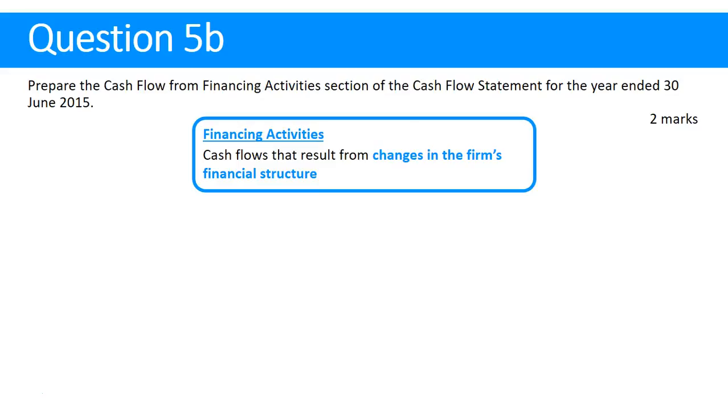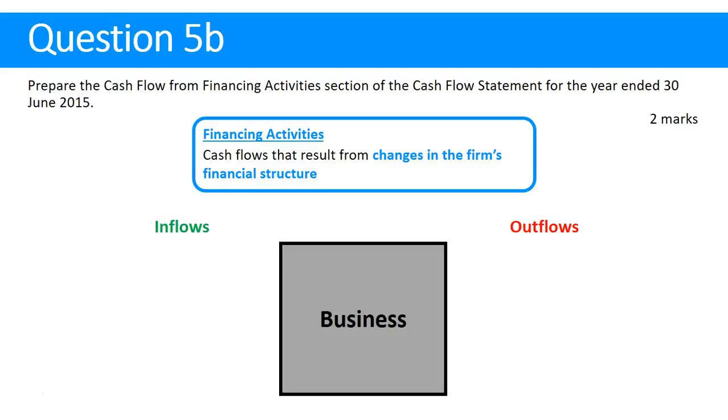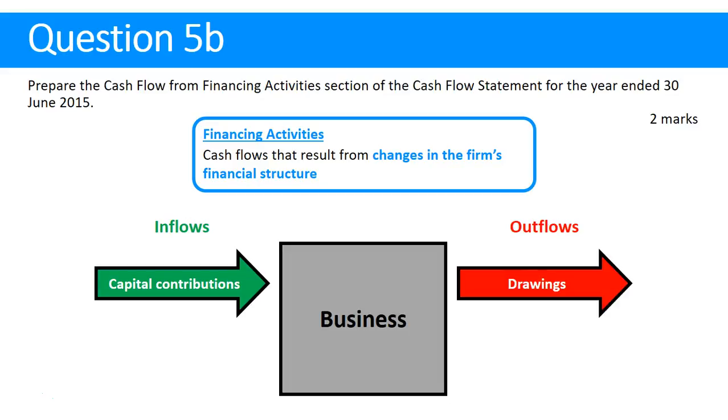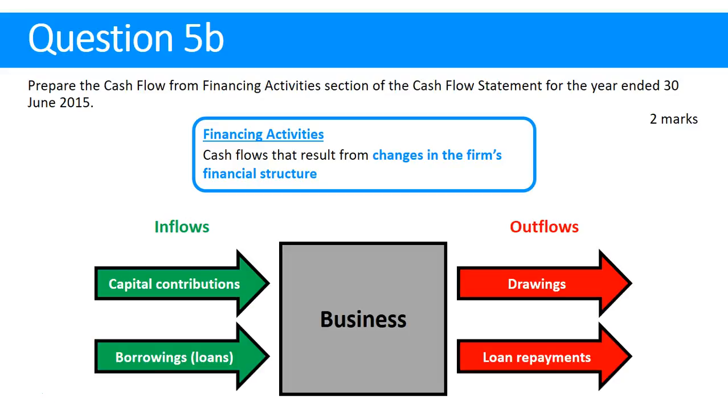So what we want to remember is the definition of a financing activity. It is cash flows that result from changes in the firm's financial structure. So there'll be inflows and outflows, and there'll be two of each. An inflow will be capital contribution of cash, and the outflow will be drawings of cash. So remember, this is a cash flow statement, so we're not going to consider anything that's not a cash contribution or cash drawings. There'll also be borrowing of money and also repaying those amounts back to banks.